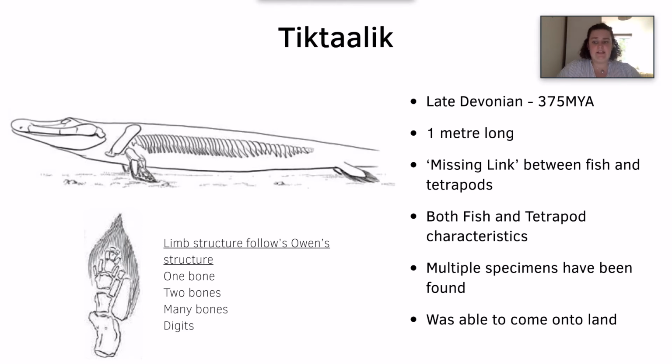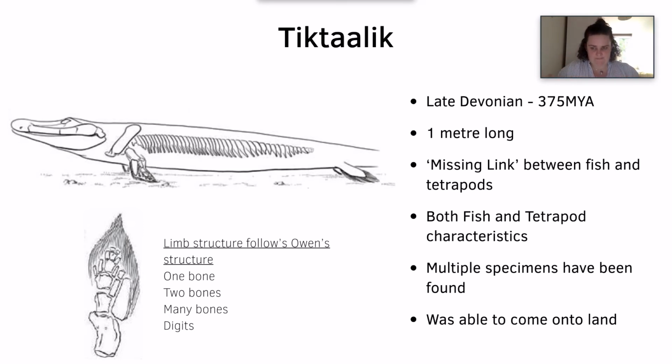So this is Tiktaalik. It is an amazing fossil. I would definitely read up about it and just be amazed by it. When I first learned about it, honestly, I was amazed. So it's late Devonian, and so it's 375 million years ago. It's around 1 meter long, and it's thought to be the missing link between fish and tetrapods.